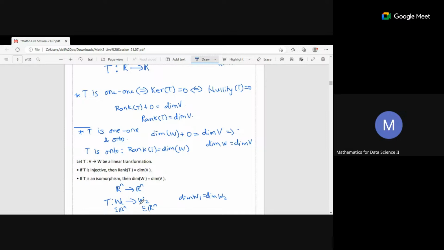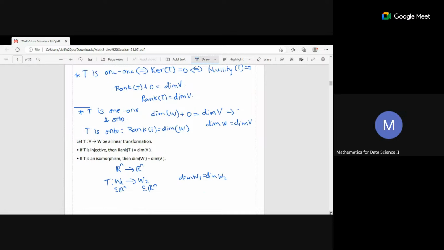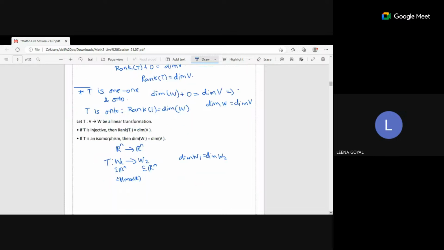Okay, thank you. Just that the dimension should be the same. The spaces need not be the same. It can also be a matrix subspace. It can be anything, just that the dimension should match.